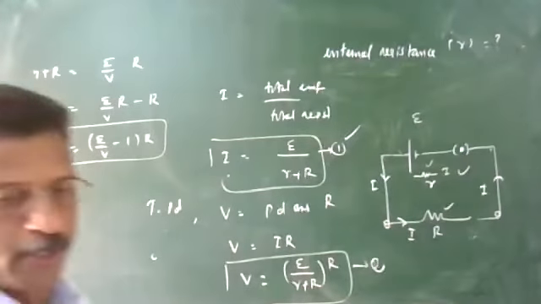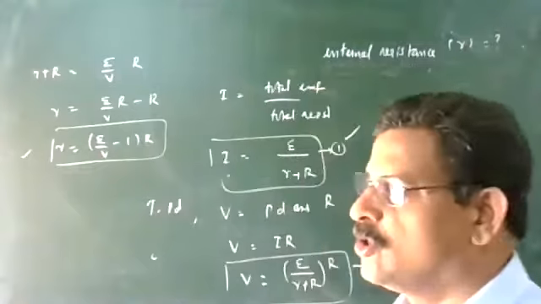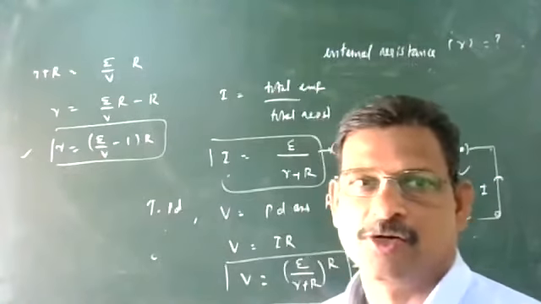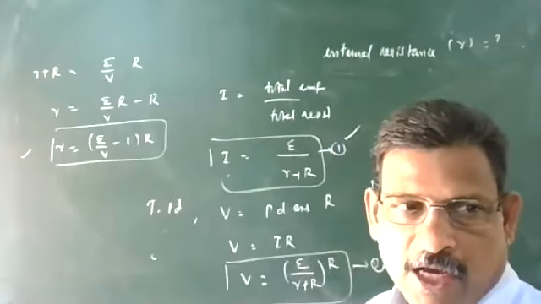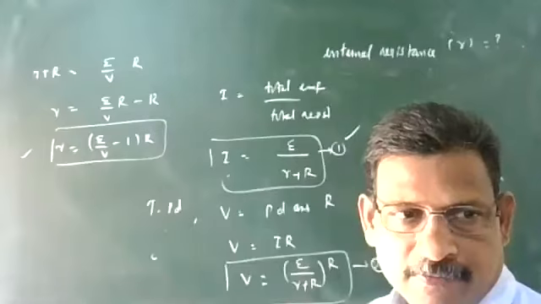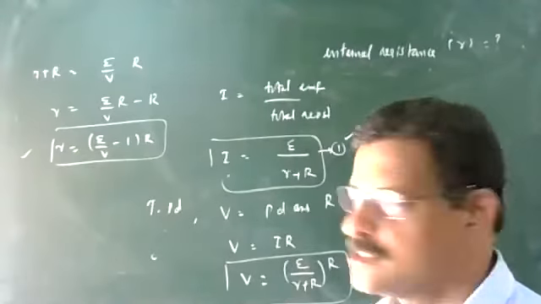So when a current is flowing, there will be opposition to the flow of current by the cell because of the nature of the electrode, the nature of the electrolyte, the distance between the electrodes, and how much portion of the electrode is dipped. Its internal resistance is given by (E by V minus 1) into R. E is the EMF, V is the terminal potential difference, and R is the resistance.